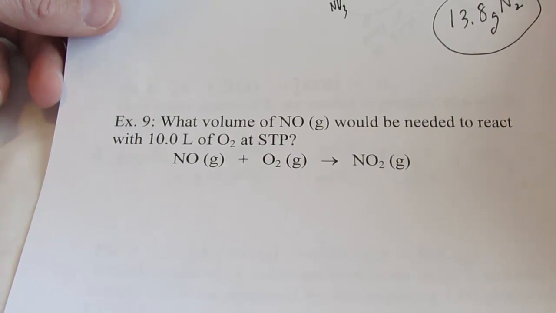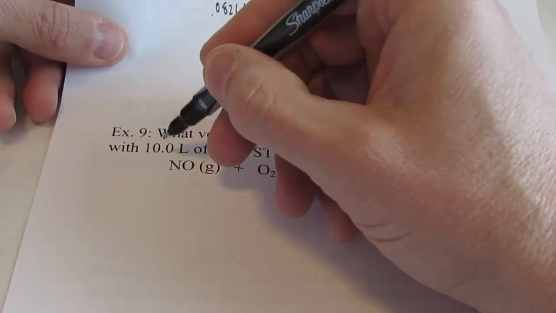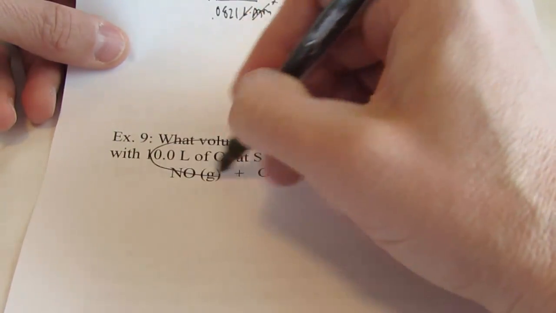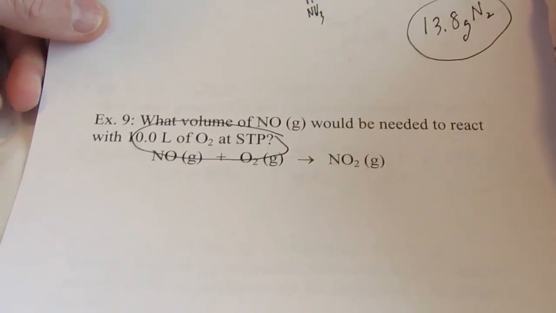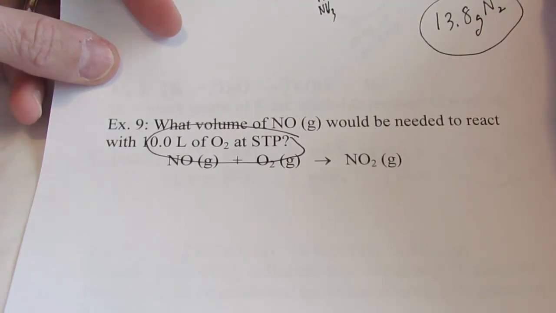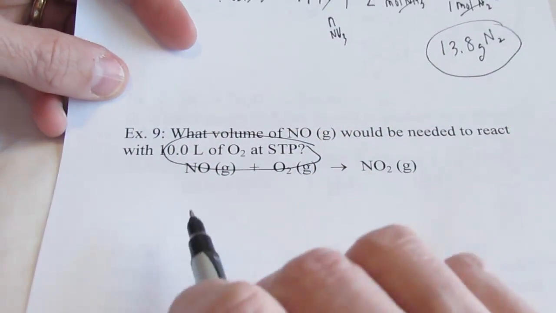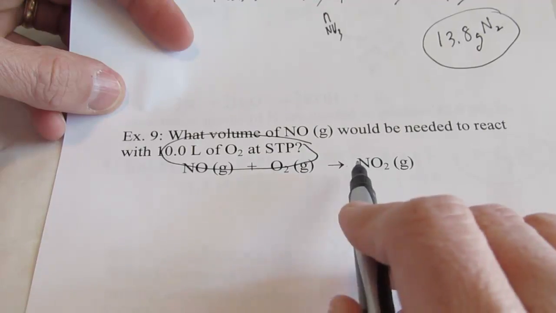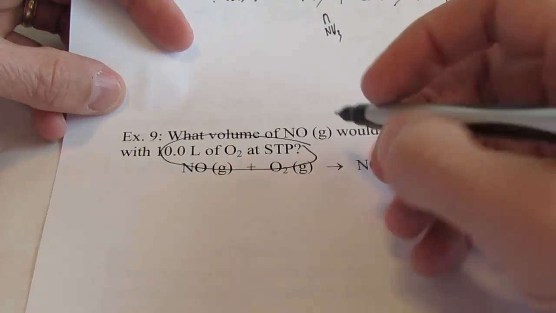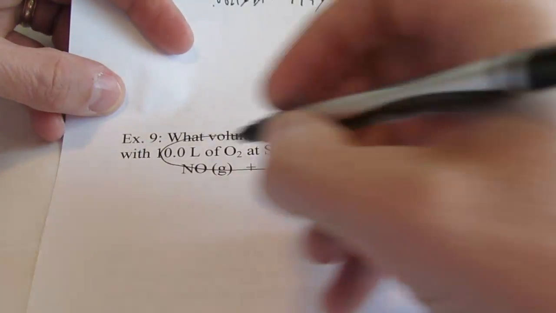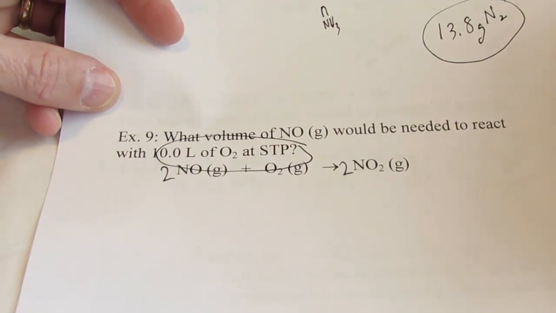I think you guys can handle the next one. In fact, I want you to do that one on your own. This is 10 liters at STP. Okay? In fact, you know what? We could hammer this one out pretty quickly, I think. If we take a look at the equation, we have 1 nitrogen on both sides, 3 oxygen, so we'll put a 2 here and a 2 there. That balances it for you.